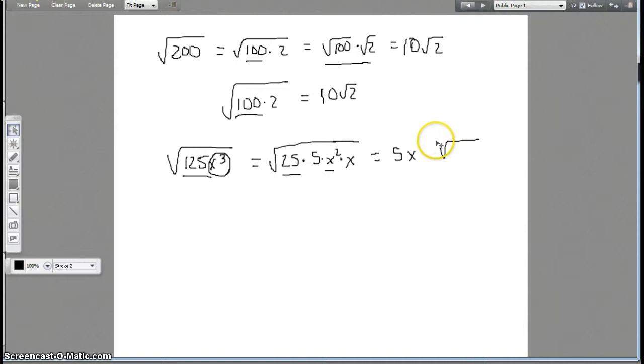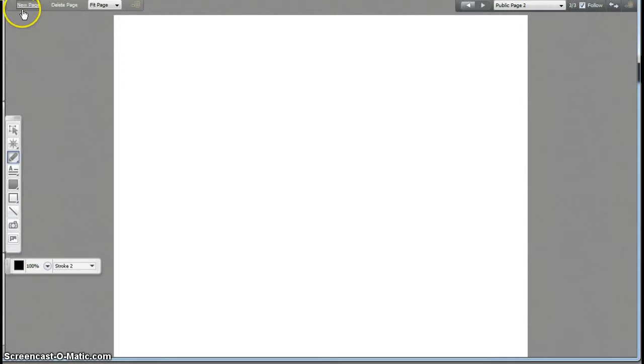That goes away. And this needs to be moved over. Okay. So what remains behind in the square root is 5x. So 125x cubed, when we square root the whole thing, becomes 5x times the square root of 5x. Okay, so let's do a couple of the sample problems.